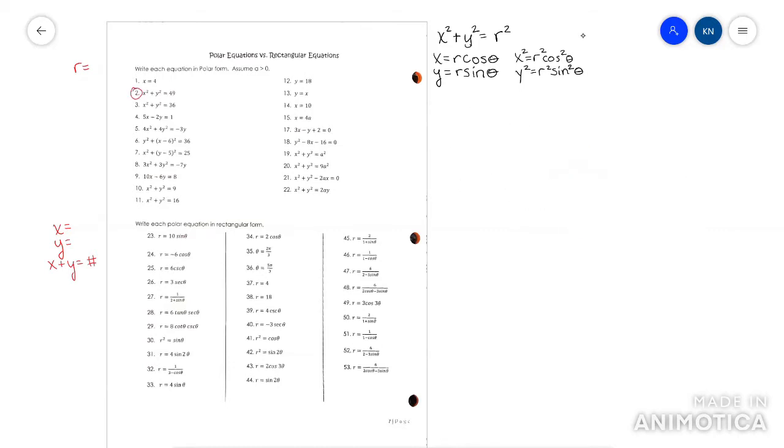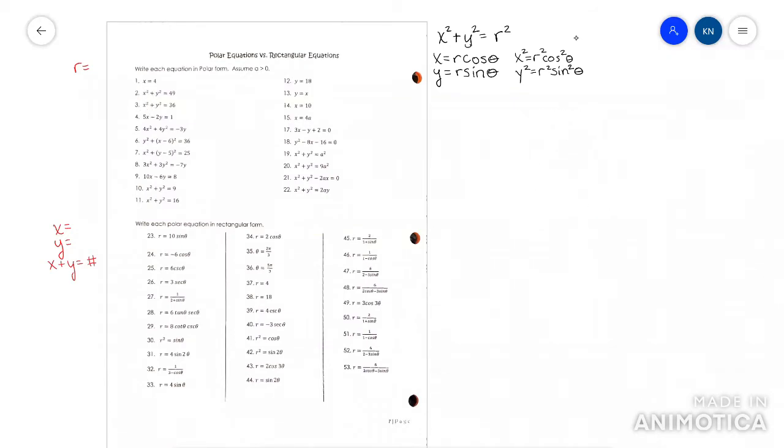Okay, look at the second one. X squared plus y squared equals 49. Again, I need to get to r equals. So I would use these rules. You can change x squared plus y squared to become r squared. But then you don't want r squared, you want r, so you would need to root it right here. And when you root, don't forget you need a plus minus. So this one would be r equals plus minus 7. Okay, let's look at another.